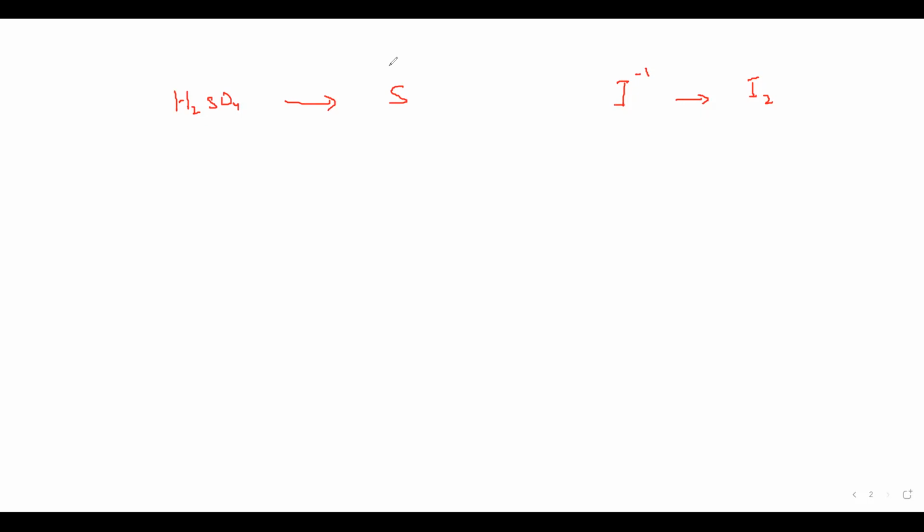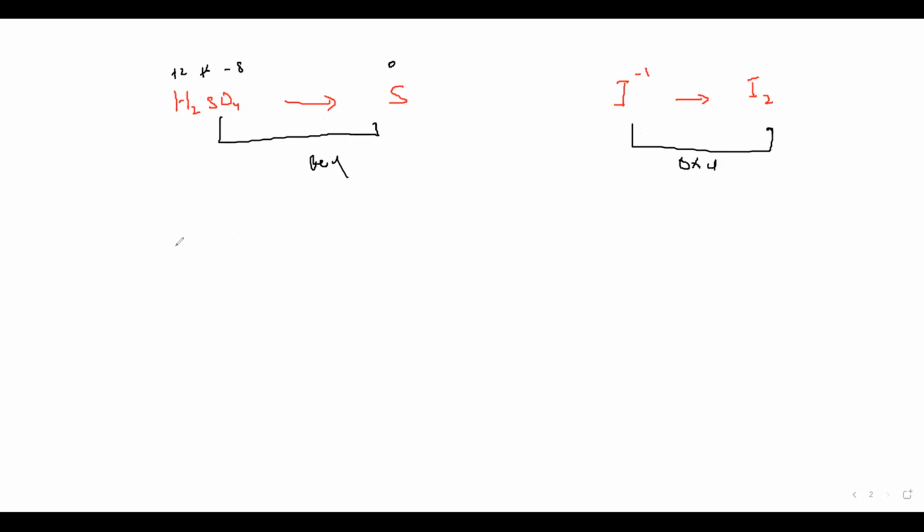So if you want to write a balance or a redox equation, we will separate the oxidation and reduction half. One hydrogen is +1, so two hydrogen will be +2. One oxygen is -2, so four oxygen will be -8, so sulfur will be +6. And here sulfur is 0. So +6 change to 0. If +6 change to 0, that is reduction. And -1 change to 0, that is oxidation. So we have both oxidation and reduction half equations.